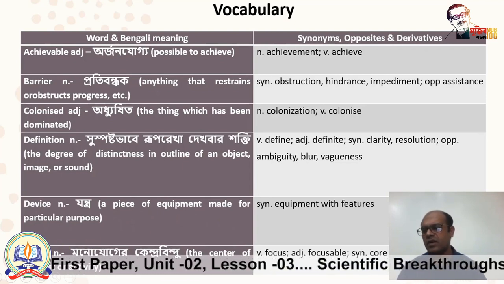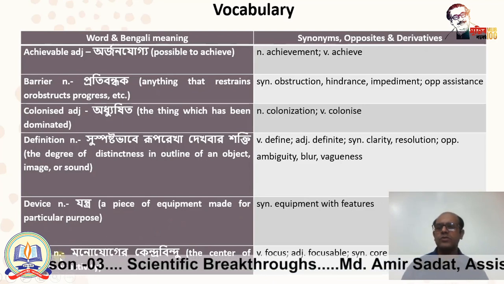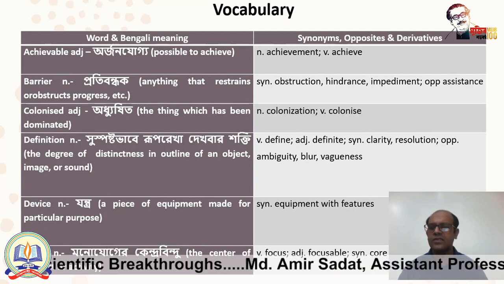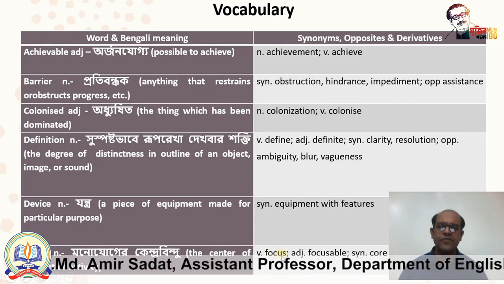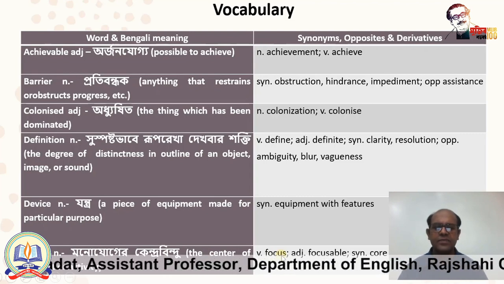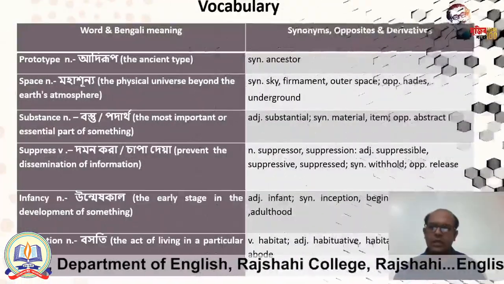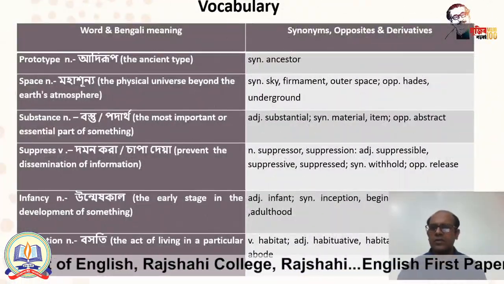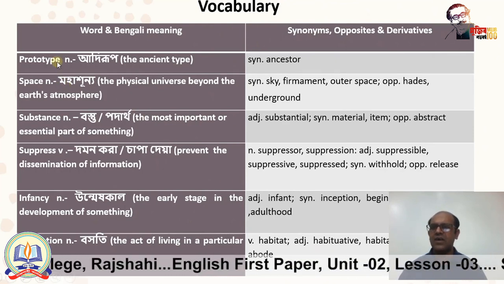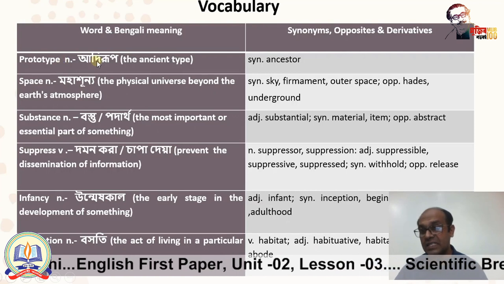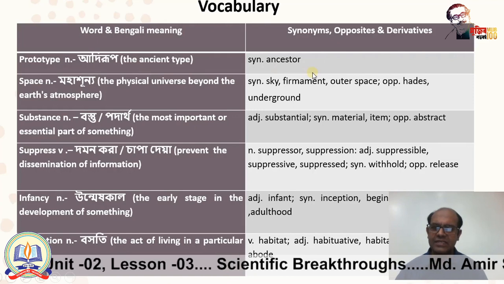And there is another word, focus. Focus is a noun. Its Bengali meaning is monojoger kendro bindu, and the center of interest of activity is its English meaning, and its verb is focus, adjective is focusable, and synonym is core. There is some other vocabulary also. And prototype, here is the word prototype. Prototype is a noun. Its Bengali meaning is adirup, that is the ancient type, and its synonym is ancestor.